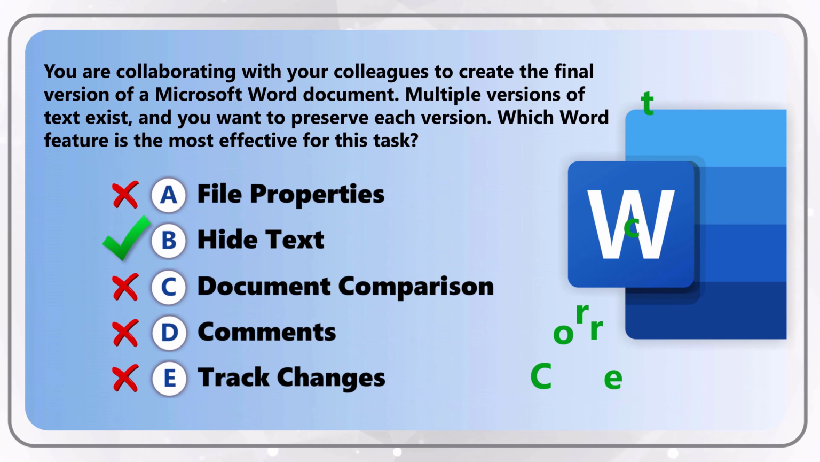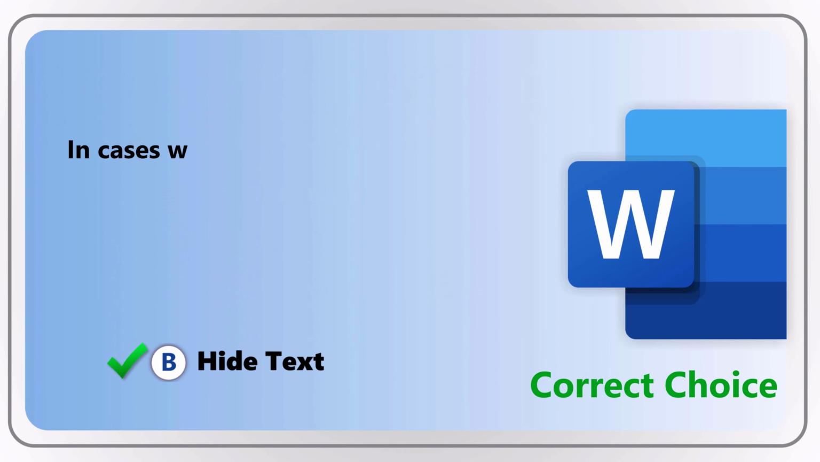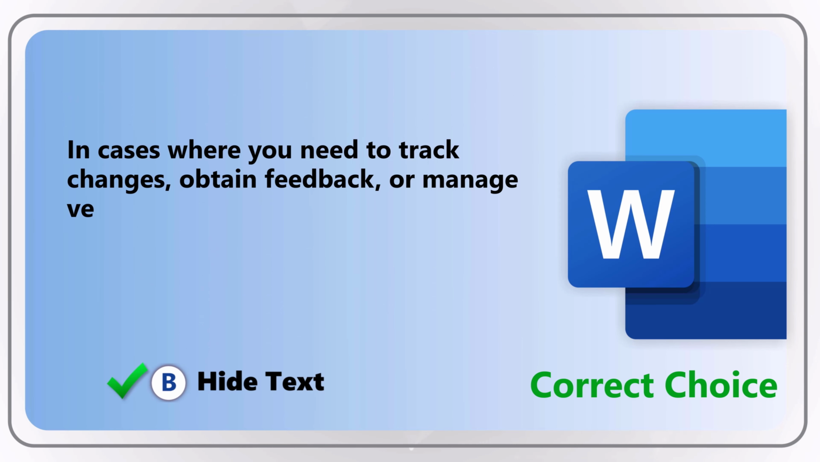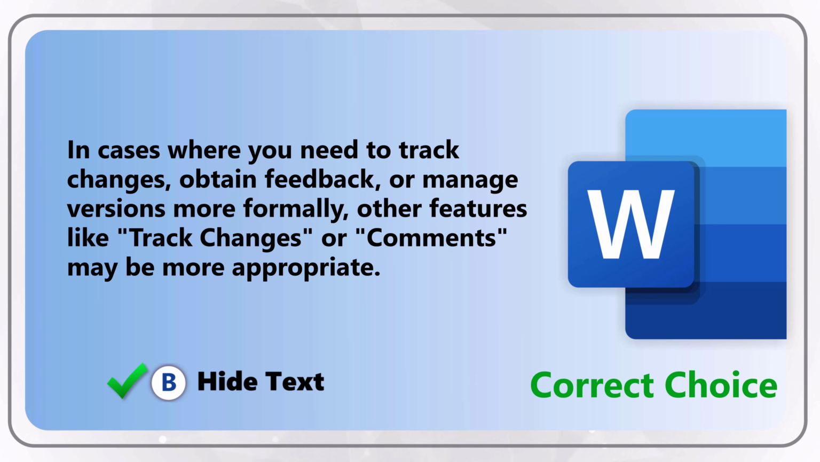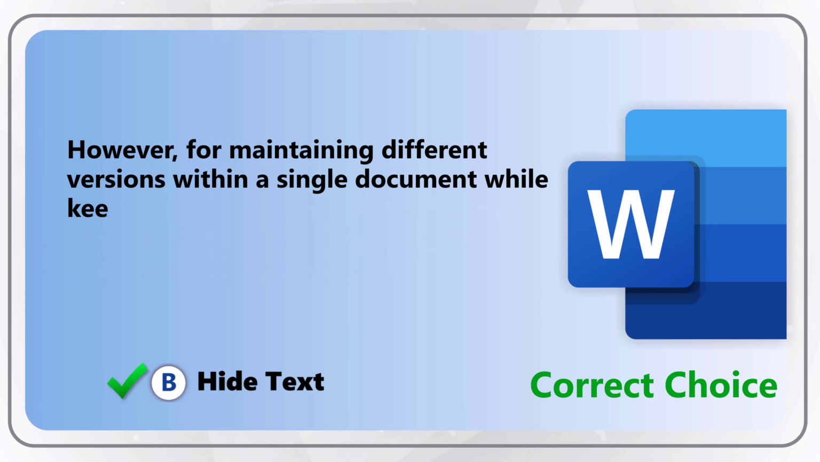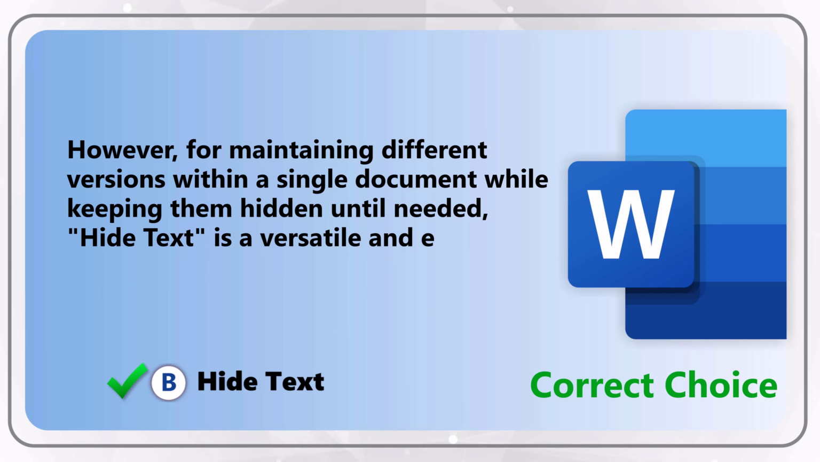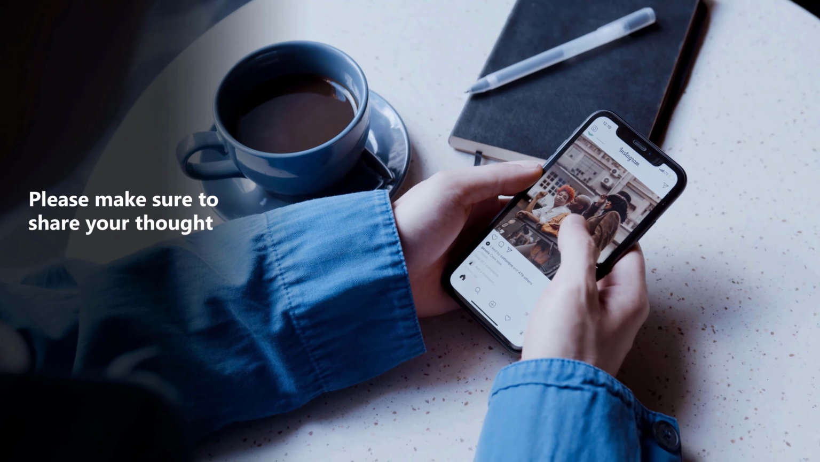So I believe the correct answer here is choice B, hide text. In cases where you need to track changes, obtain feedback, or manage versions, features like track changes or comments may be more appropriate. But in this particular case, for maintaining different versions within a single document while keeping them hidden until needed, hide text is a very cool and effective option. Do you disagree? If you do, please make sure to share your thoughts, solution, and rationale in comments.